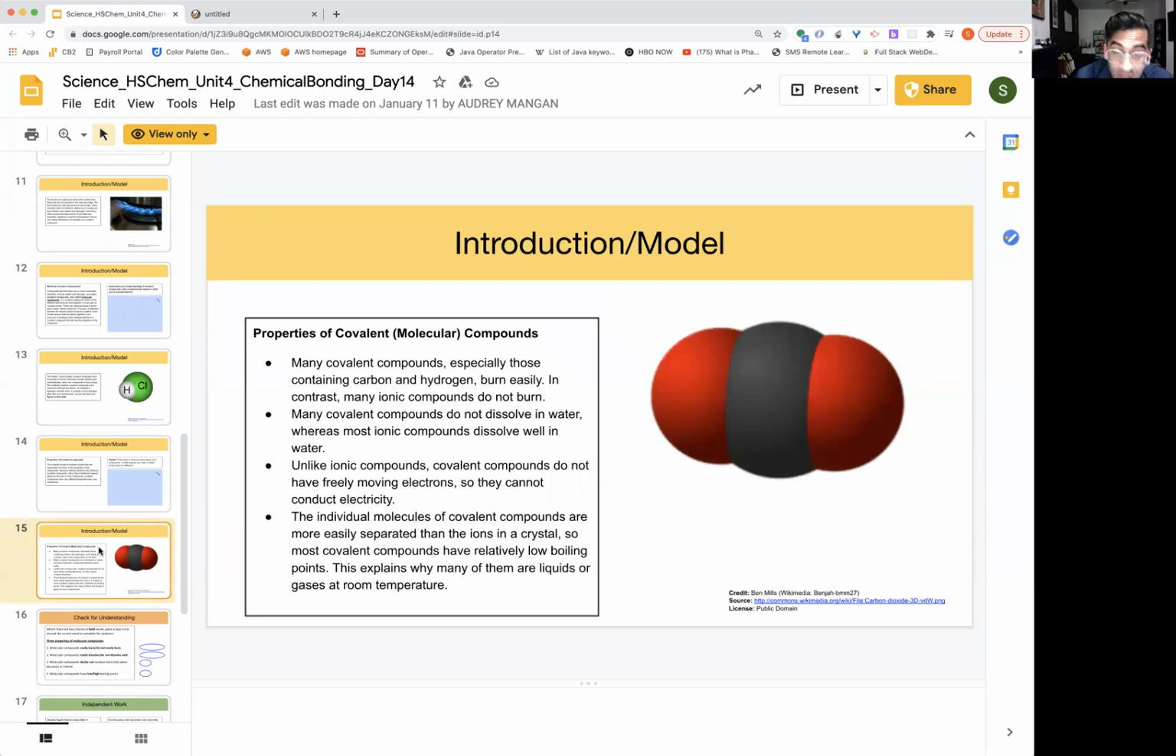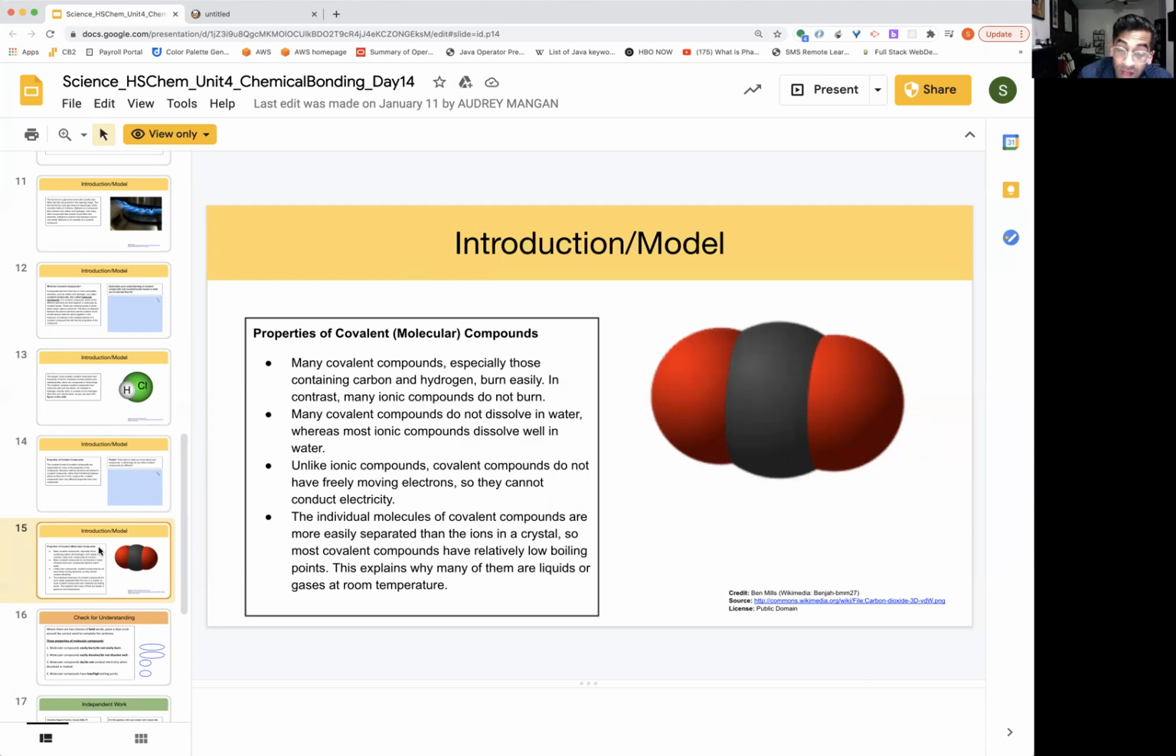Covalent compounds do burn easily. On the other hand, ionic compounds do not. They don't have freely moving electrons. This goes along with when we were studying the elements in some of the initial units, the idea that nonmetals are poor conductors of electricity, while metals are great conductors of electricity, because metals, especially the transition metals, have more free floating electrons. They conduct electricity very well.